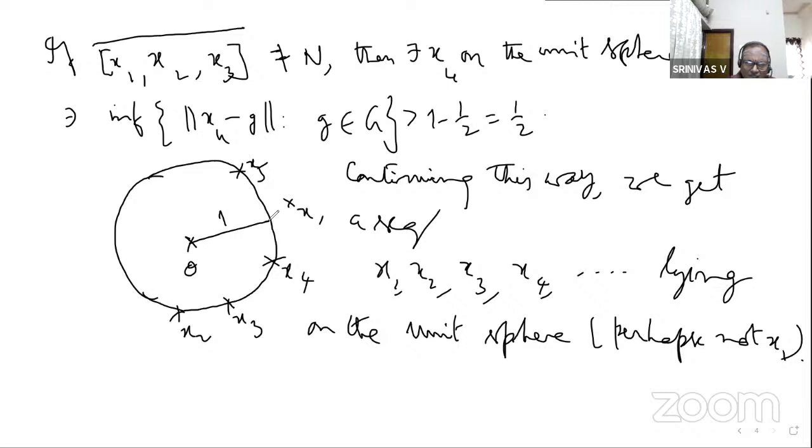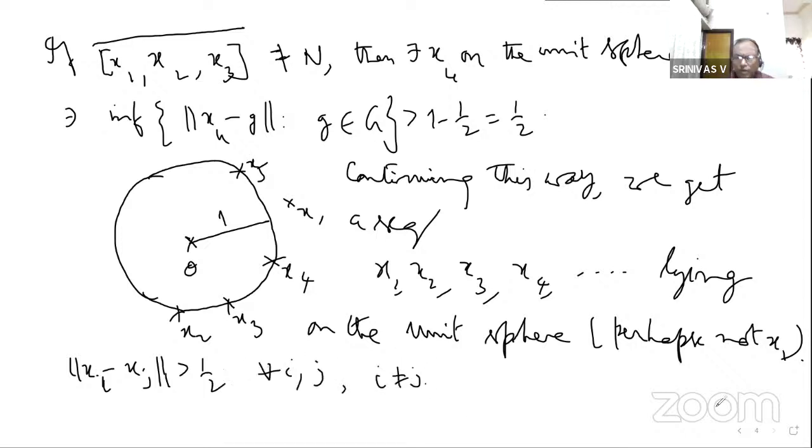And what kind of a sequence is this? Can this sequence converge? Every convergent sequence has to be Cauchy, but this sequence cannot be Cauchy. You have the norm of xi minus xj greater than half for all i, j with i not equal to j. That's how you have constructed this.